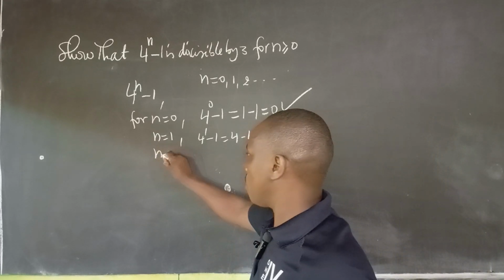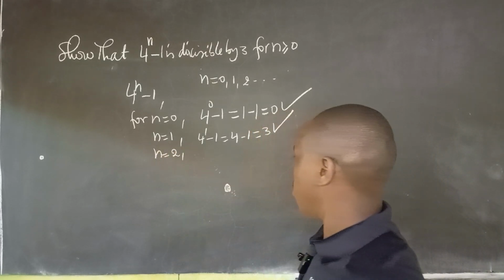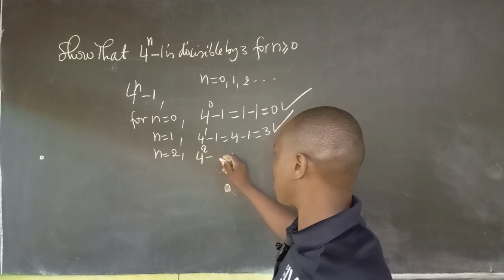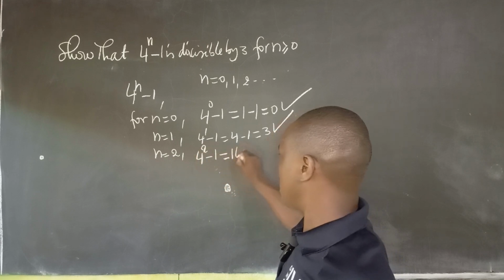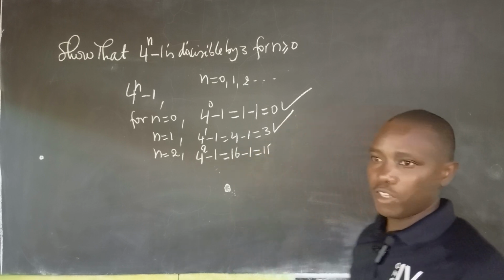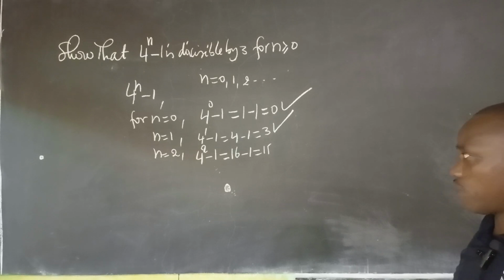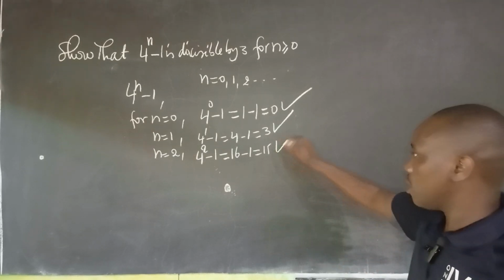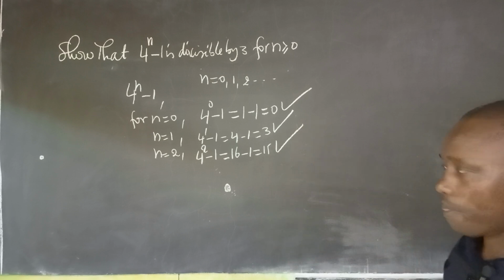Let's take n equal to 2. We have 4 power 2 minus 1. This is 16 minus 1, which is 15. 15 is divisible by 3 because 15 over 3 is 5. This is also true.